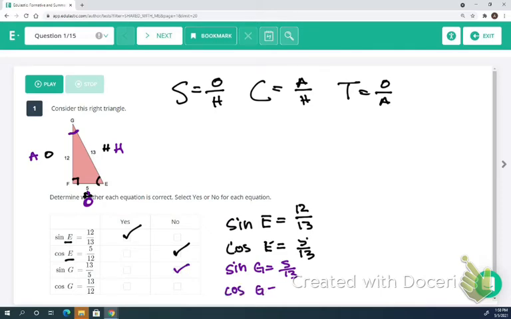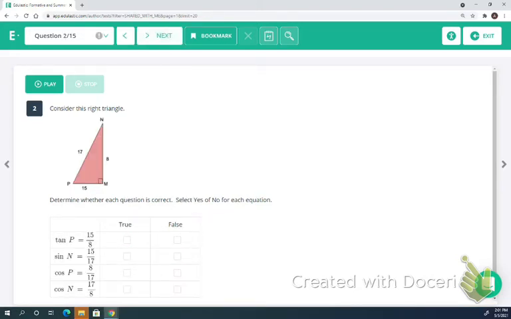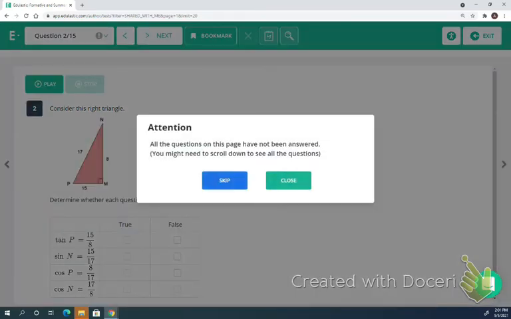Next, we have cosine of G. So cosine of G is going to be the adjacent, which is 12, over the hypotenuse, which is 13. And so once again, we have 13 over 12, which is the opposite of what it should be. So that's also going to be a no. We have a yes, a no, and a no there. All right, this one here is very similar. If you guys can go ahead and do it the same.